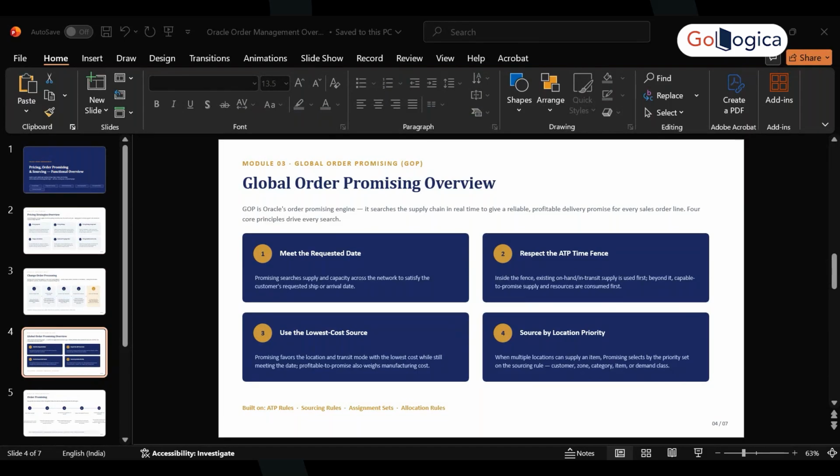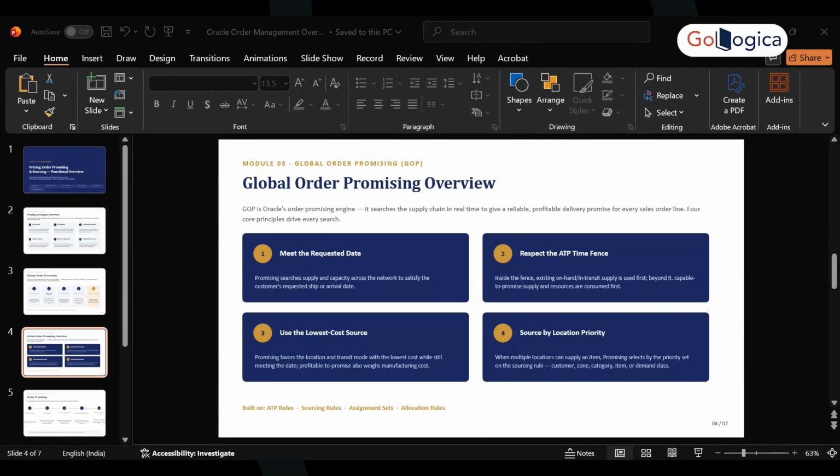So, what is the importance of this? It improves delivery commitment accuracy by validating the actual supply availability before confirming to the customer. It optimizes warehouse utilization by selecting the most appropriate fulfillment locations. It minimizes transportation and fulfillment cost through intelligent source selection.